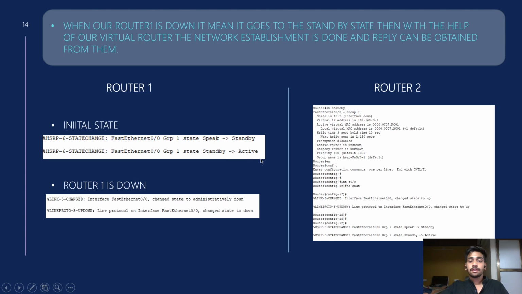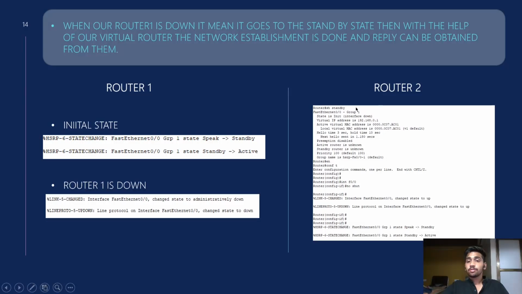As you can see here, first of all, in the initial state the router 1 was active. Then after shutting down the router, we can see that the line protocol in the FastEthernet 0/0 changed state to down. This means that our router 1 is down. So there will be no network connectivity with router 1 now. So now our virtual IP comes into the picture.